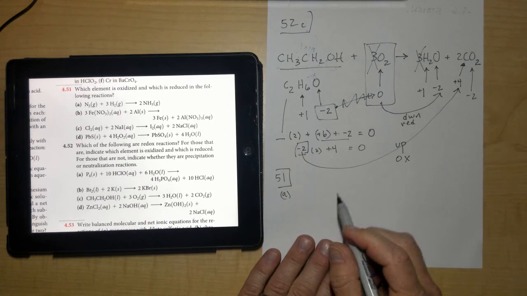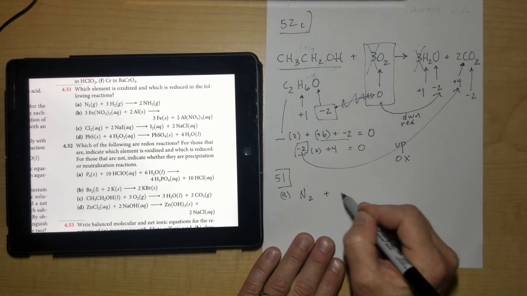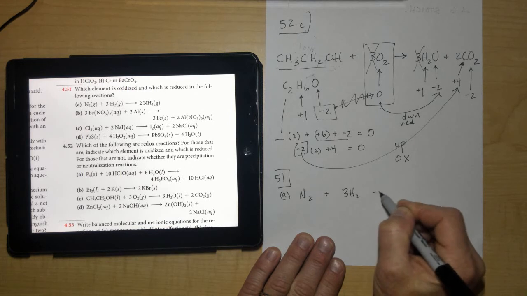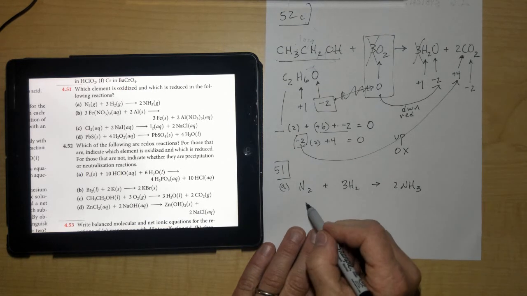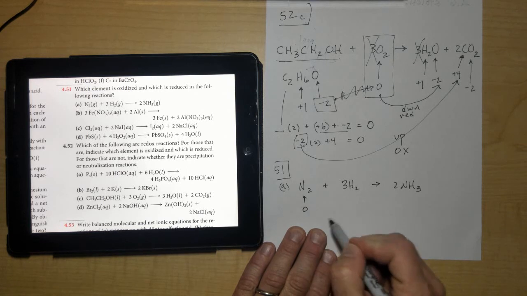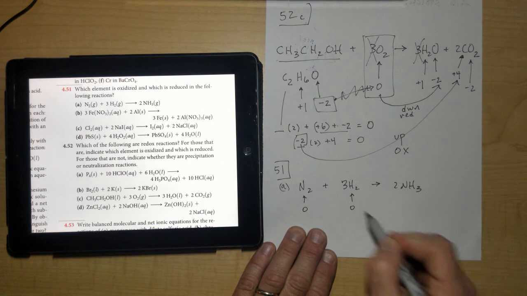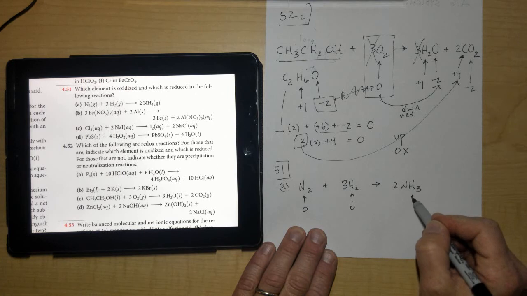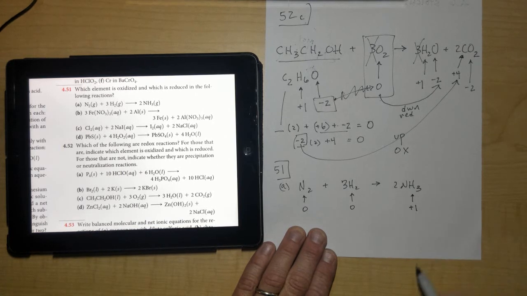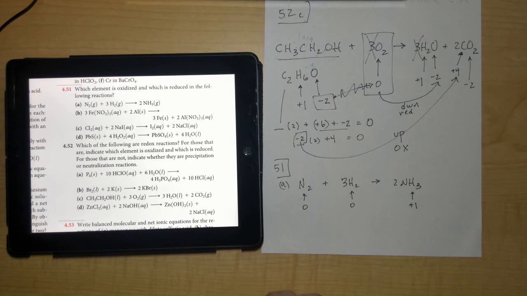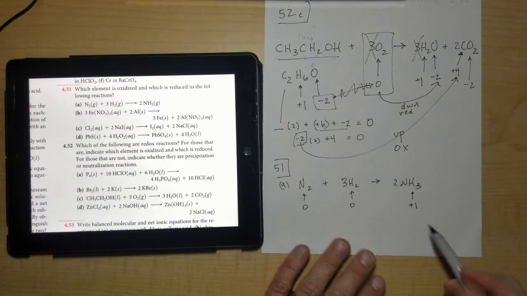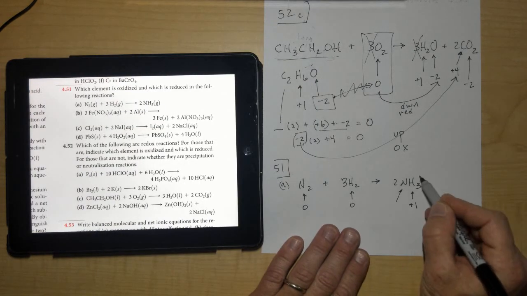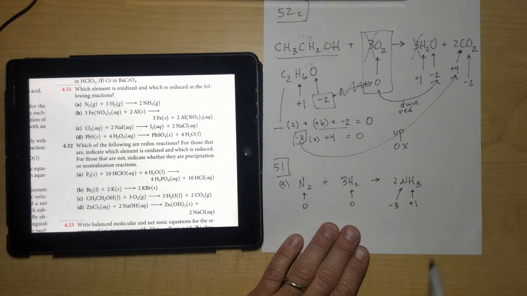We'll just start with letter A. N2 plus 3H2 goes to 2NH3. So this is alone by itself, so it's 0. This is alone by itself, so it's 0. And then over here, using your rules, hydrogen's +1 when it's with a nonmetal. Nitrogen is a nonmetal right here. And then for hydrogen, of course, this way to add up to 0 nitrogen would have to be -3.